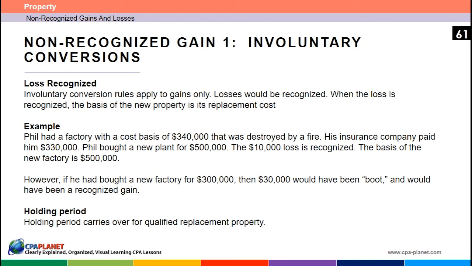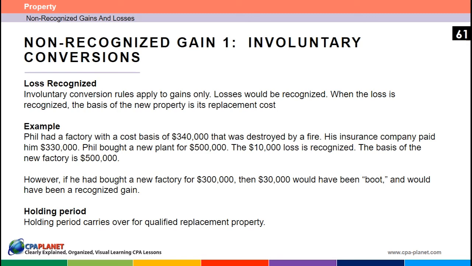Phil bought a new plant for $500,000. So he had a $10,000 loss because the insurance company only paid him $330,000 instead of $340,000. That loss is recognized. The basis of the new factory is $500K because that's what he paid for it. Now, if he bought the new factory for $300,000, then he would have had a $30,000 gain and would have been boot because he received insurance cash more than what he paid, and that would be a recognized gain.